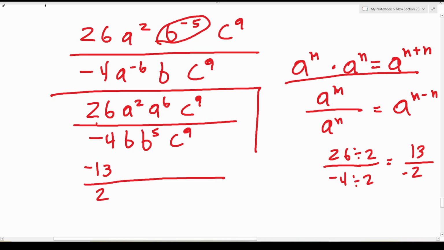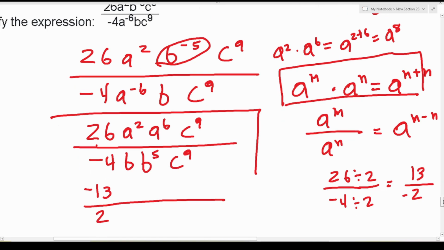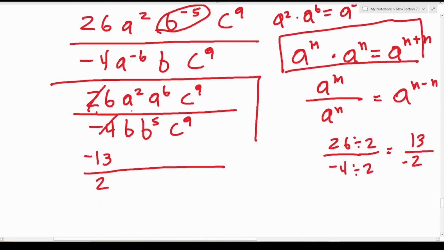We have a squared times a to the 6th. Well, we're going to make use of this product rule right here to simplify that. Again, we have a squared times a to the 6th. So that's going to be the same as, according to the product rule here, a to the 2 plus 6, which is a to the 8th. So again, we reduced these. We just took care of the a's. This is a to the 8th. Okay.